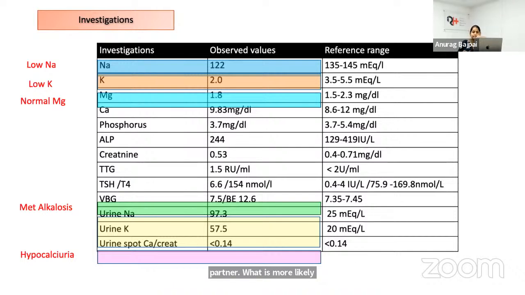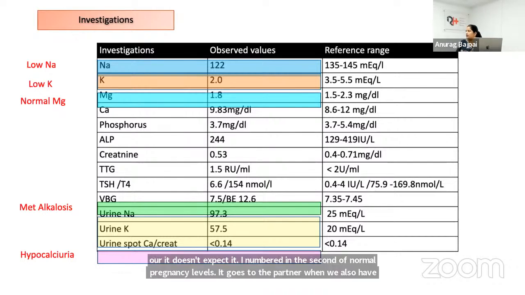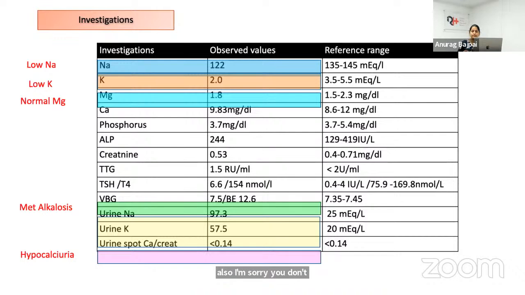It is a mixed picture right now, but in the setting of normal magnesium levels, it goes to Bartter, but we also have hypocalcemia. Sodium, you will not get that in Gitelman. Yeah, definitely. 122 is huge, potassium is 2. Gitelman is more like a milder disease, cramps, something like that. This 122 sodium is very, very low. So this is earlier, this is classical, this is Bartter written all over it.